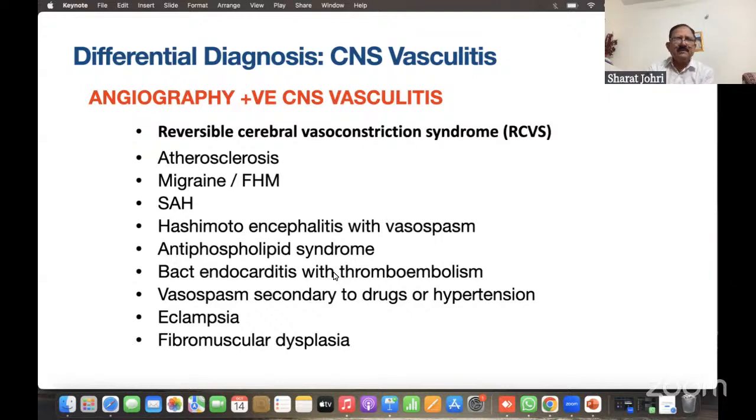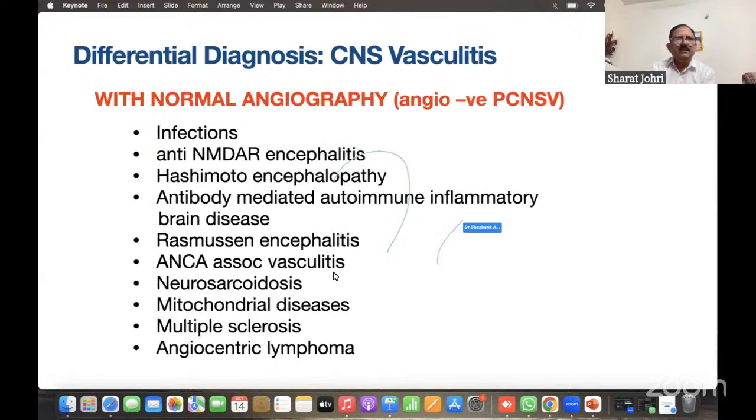They can also present with focal narrowing of the vessels on CT, MR, CT angio or MR angio, and they can confuse us with CNS vasculitis. That is why they have said that the definitive diagnosis should be by biopsy. But other differential diagnoses include when the angiography is normal, but we suspect that there is evidence of vasculitis in the brain. With normal or angio-negative, primary CNS vasculitis can also occur.